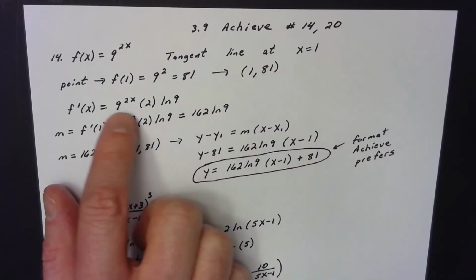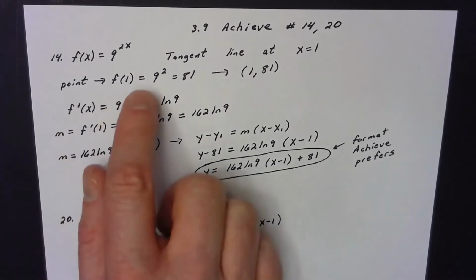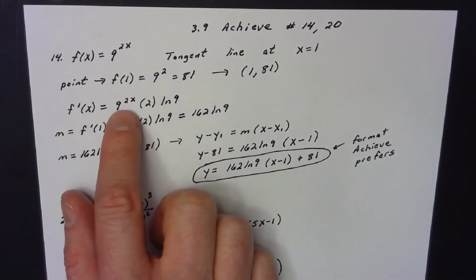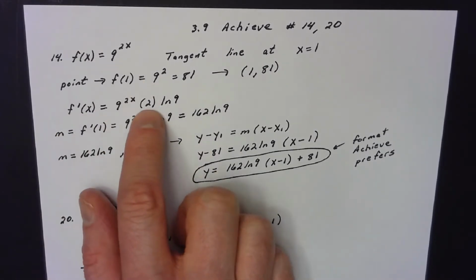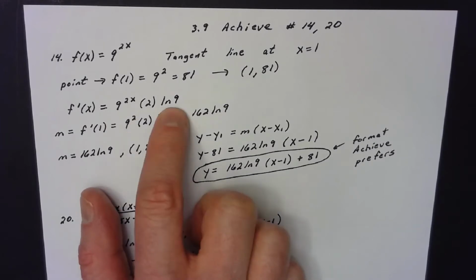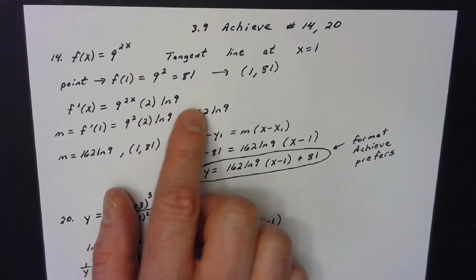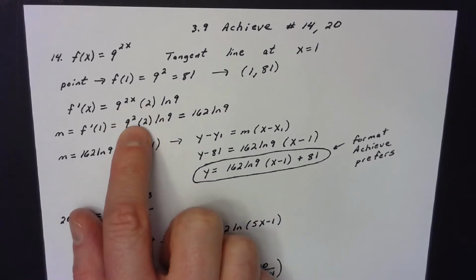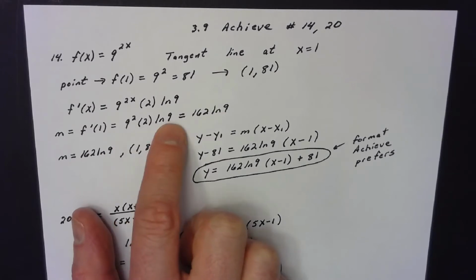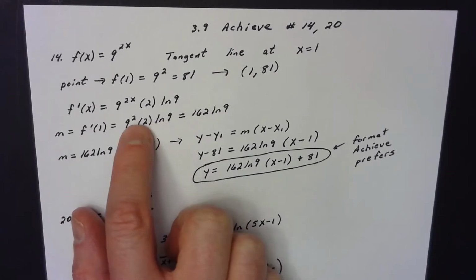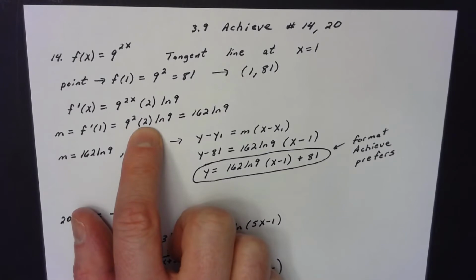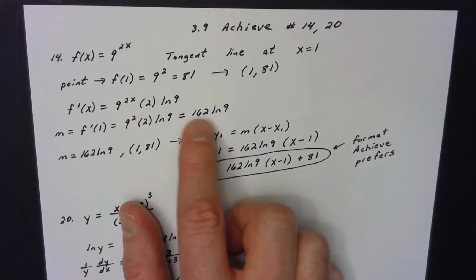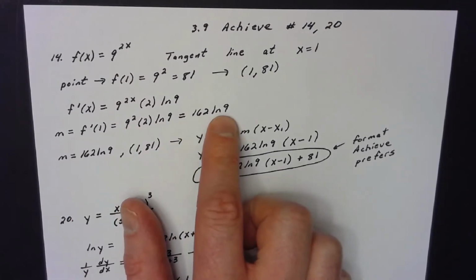Before I can find the slope, I need to take the derivative. We know the derivative of any exponential function is that exponential function times the derivative of its exponent times the natural log of its base. So now once I get the derivative formula there, I just need to evaluate that derivative at 1. And as soon as I do that, I see it's just going to be, again, 9 to the second power, but then I have times 2 natural log of 9. I went ahead and said 9 to the second is 81 times 2 is 162. So the slope is 162 natural log of 9.